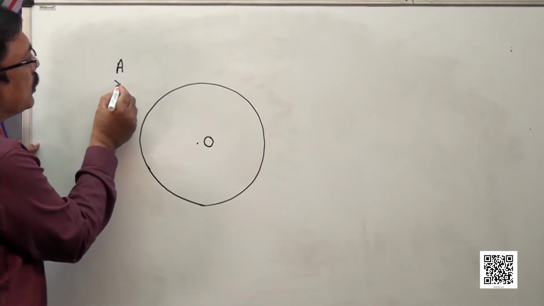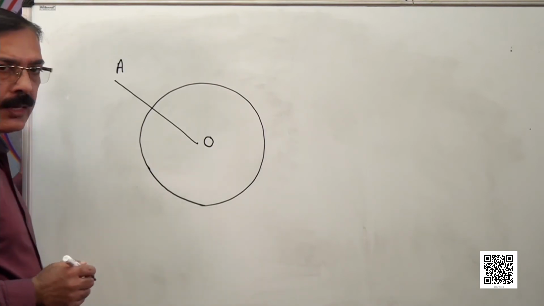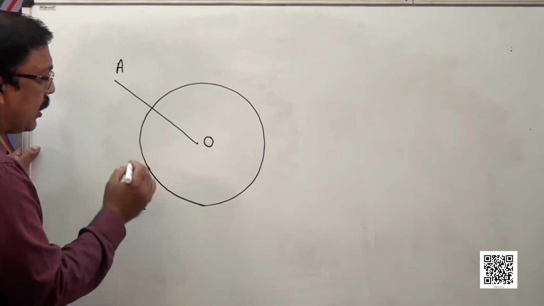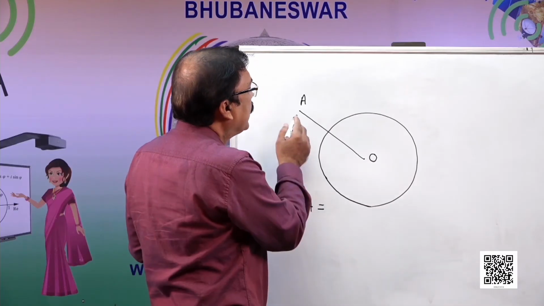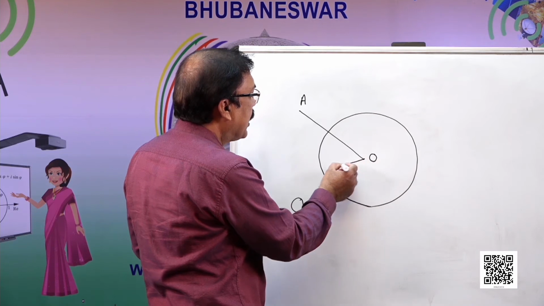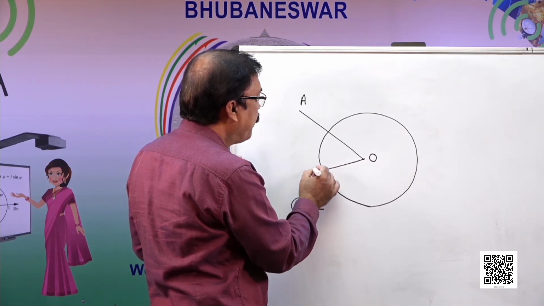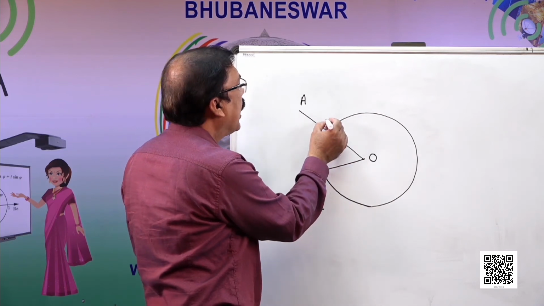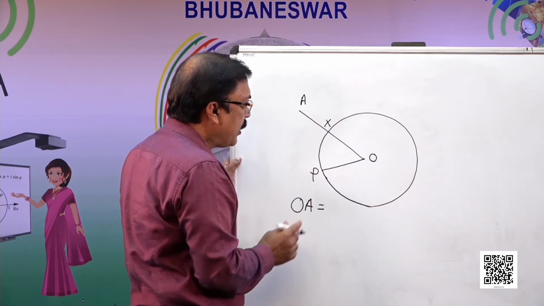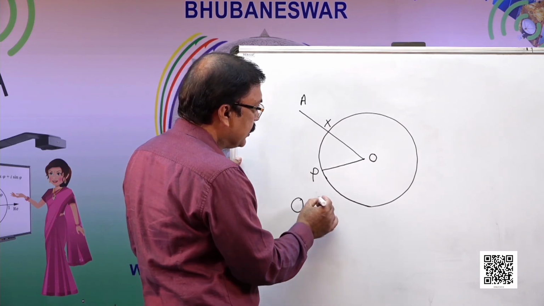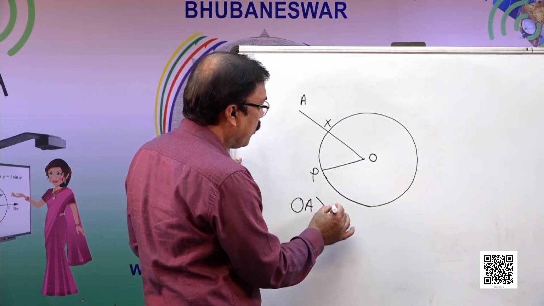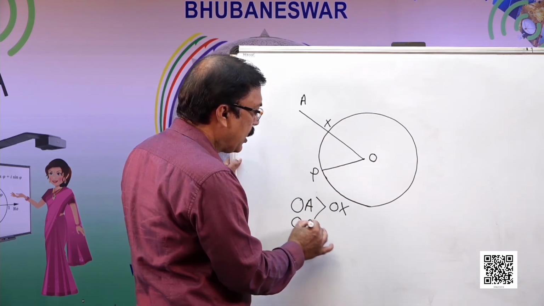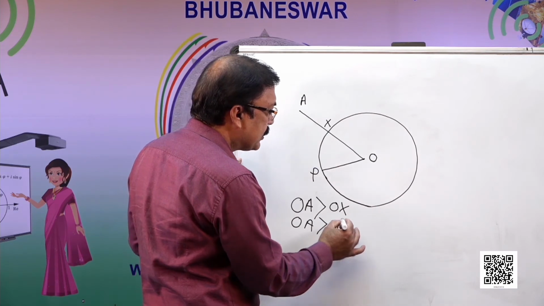Now join the line OA. So consider the length of the line OA, whether it is greater than the radius. If OP is the radius, you see it intersects the circle at, say, X. So definitely OA is greater than OX. That means OA is greater than the radius R.